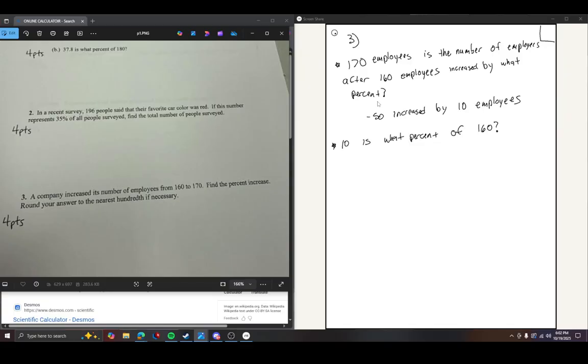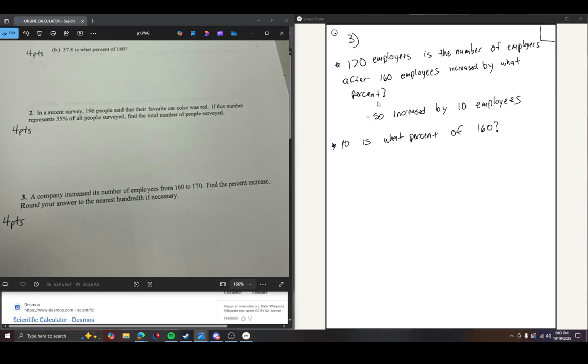So really what they're asking is 10% or 10, right? The number that you increased from 160 to 170, we've added 10 employees. 10 is what percent of 160? That's kind of what they're really asking.